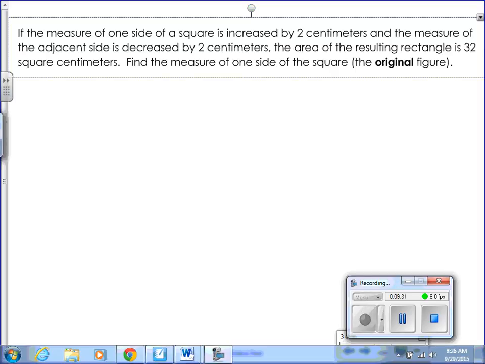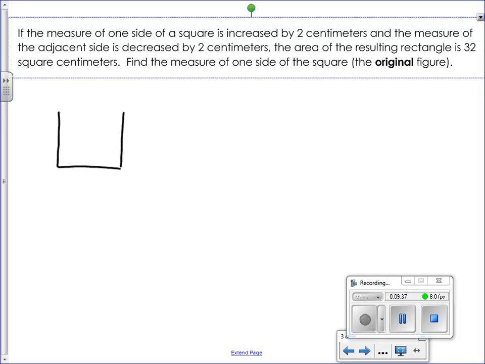Okay, so let's draw this. So we had a square, right? One side was x by x. But one side we added 2 centimeters. So now this side is x plus 2, right? And the other one we took away 2 centimeters, so that's x minus 2. Come out with something like that.